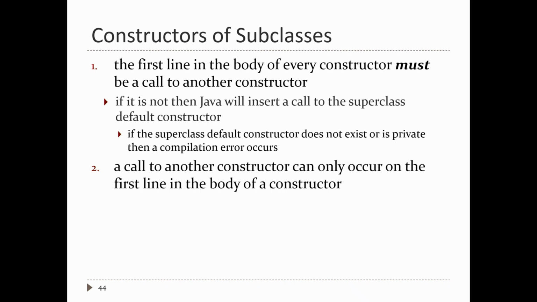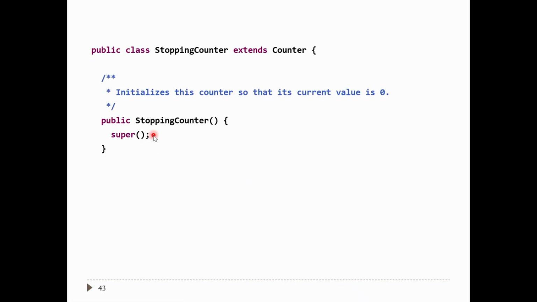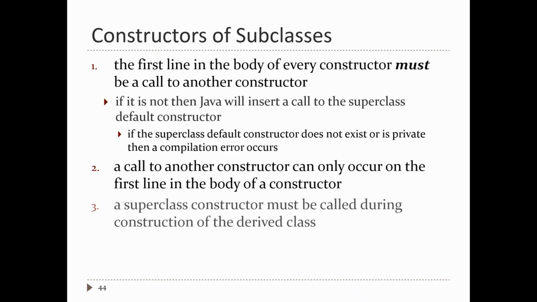All right, rule number 2. If you're going to call a constructor from within a constructor, the only place you can do it is on the first line of the constructor. So here we have a call to the superclass constructor. This is the only place you can do this in this constructor. You can't do any validation and then call the superclass constructor. You can't have some code and then call it. You must call it here. So 1, the first line of the body of every constructor should be a call to another constructor, and 2, that's the only place you can put it.